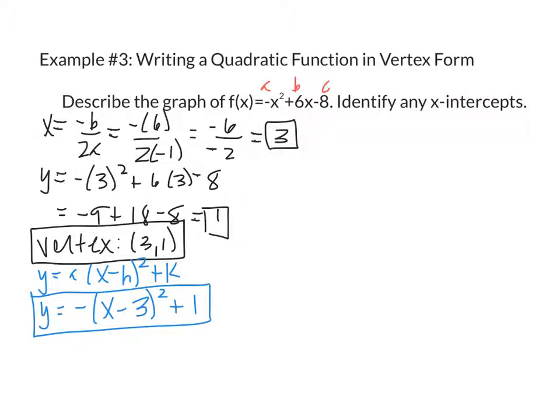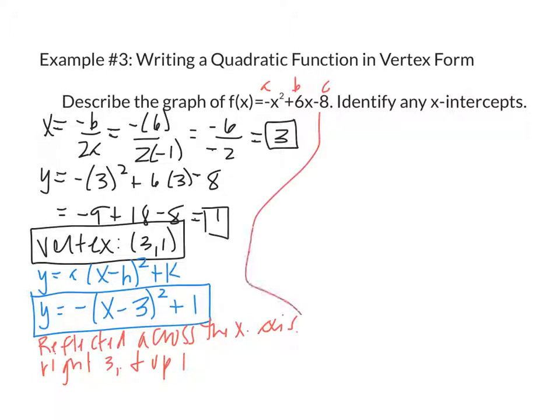And then our description will be, I'm going to use shorthand even though you should use a full sentence. I'm going to say that it's been reflected across the x-axis. It is shifted right 3 units and up 1 unit. Okay, again, I use shorthand. You should use complete sentences.